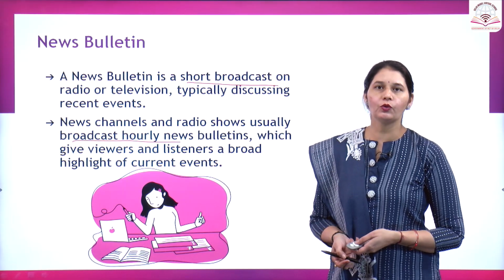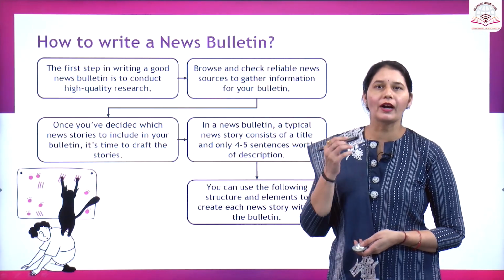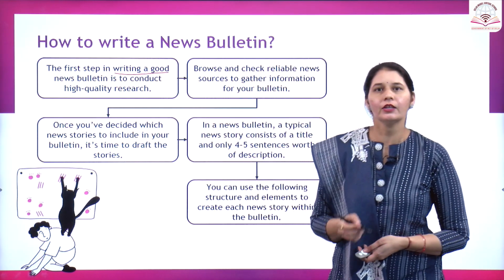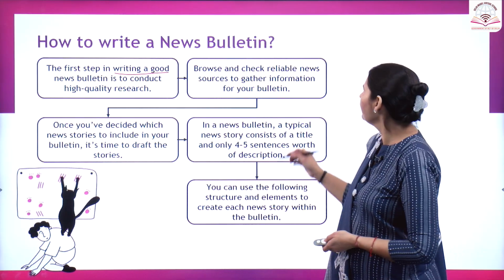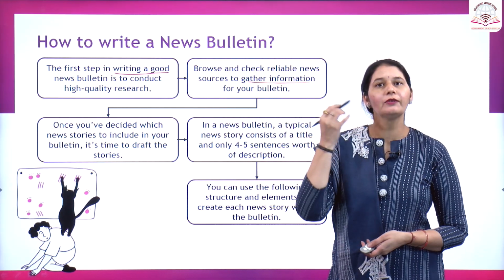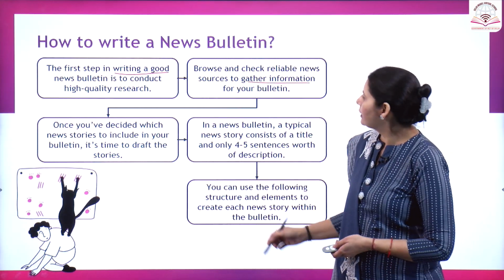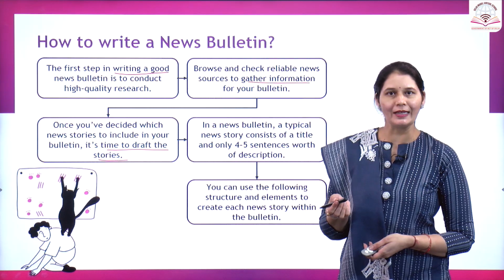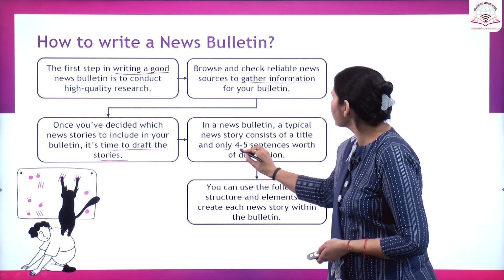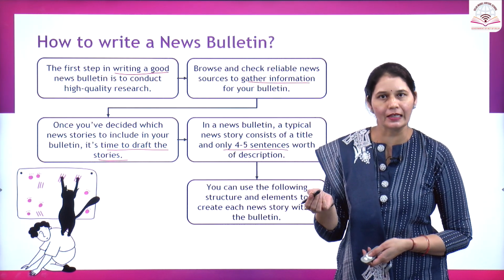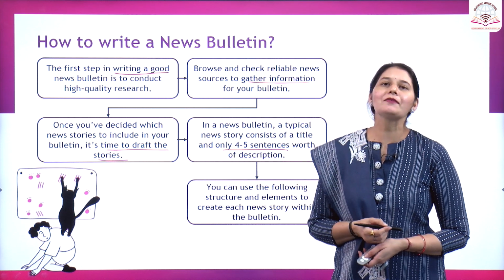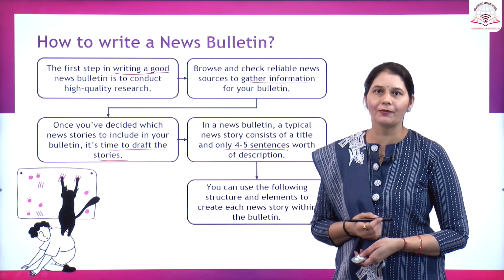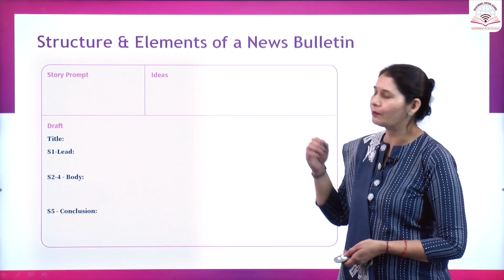In the previous video, we have also learned how to write a news bulletin. What are the different steps? The first step was to conduct good research, then to gather information through various reliable sources, then you have to draft the stories, and the news stories we have seen that we have to summarize in 4 to 5 sentences only. After that, we have seen the structure and elements in which we have to frame or draft our news stories, which look something like this.